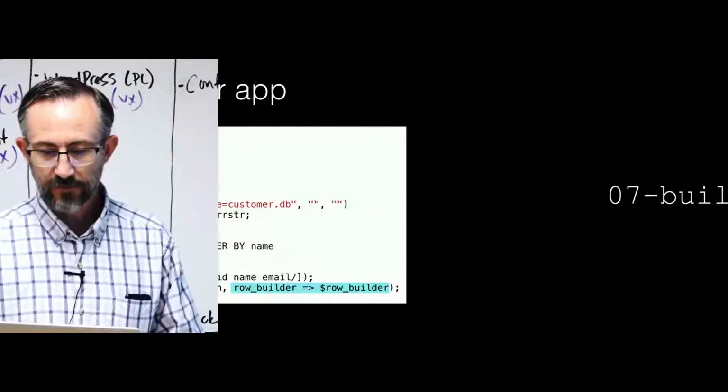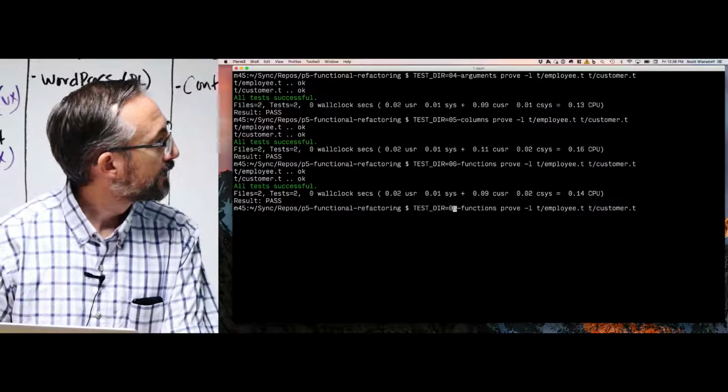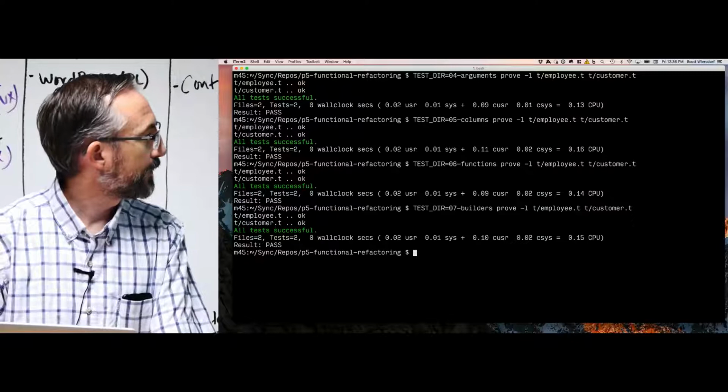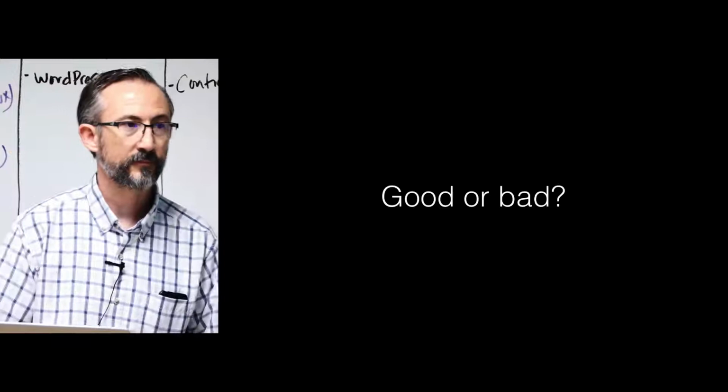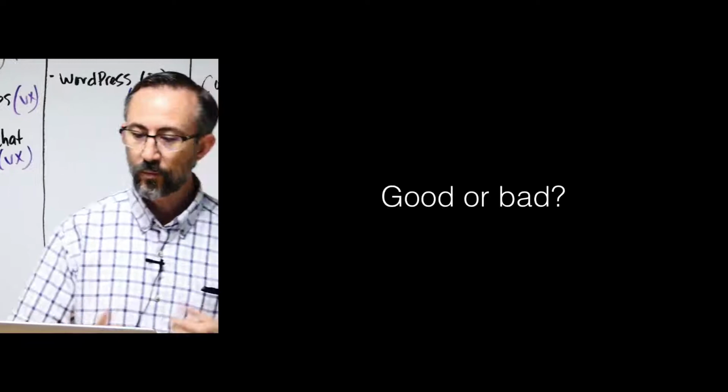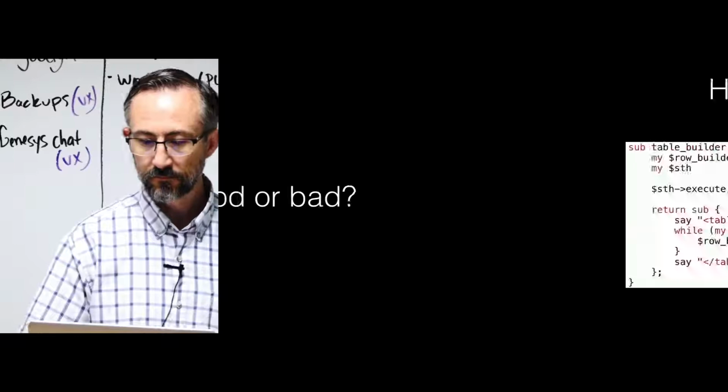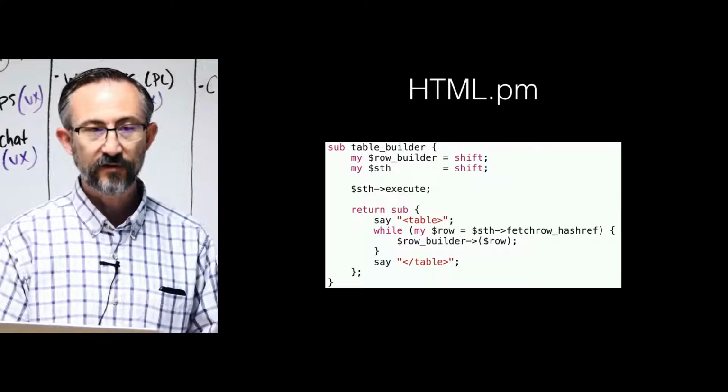So let's try this out. All right, everything's looking good. Is this better? Is it good or bad? It's not bad. But it begs the question, why are we not doing this for the HTML table also, right? So let's make a table builder. We can apply this idea to the entire HTML table itself, or even the web page.